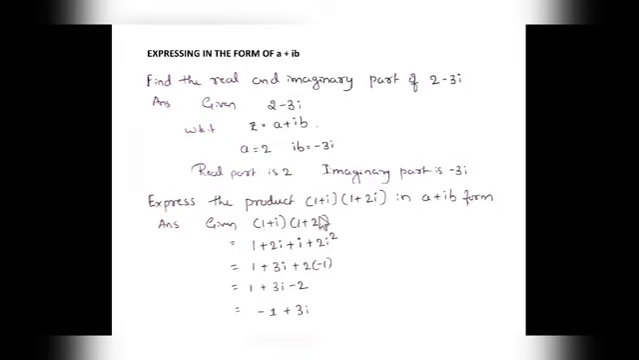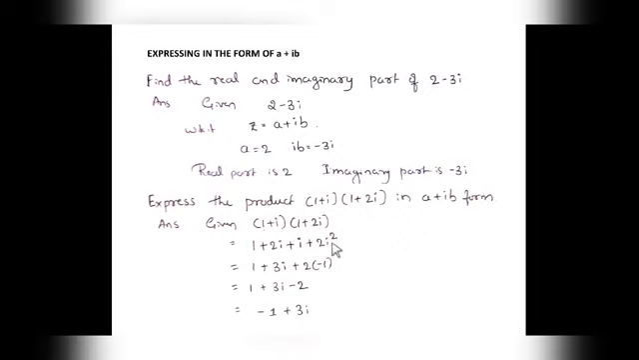Express the product (1 plus i) into (1 plus 2i) in the form of a plus ib. Second example: they have given (1 plus i) into (1 plus 2i). Multiply these two binomials. 1 into 1 is 1, 1 into 2i is 2i, plus i into 1 is i, plus i into 2i is 2i square. 1 as it is, 2i plus i is 3i.